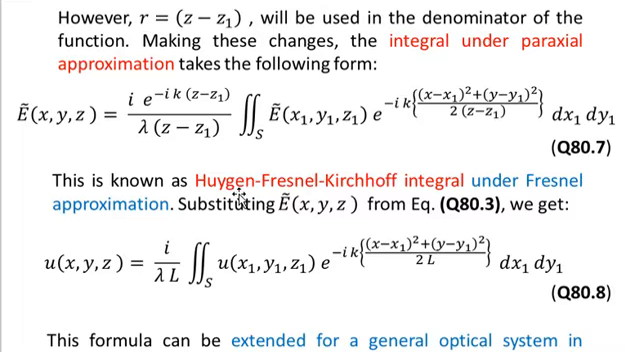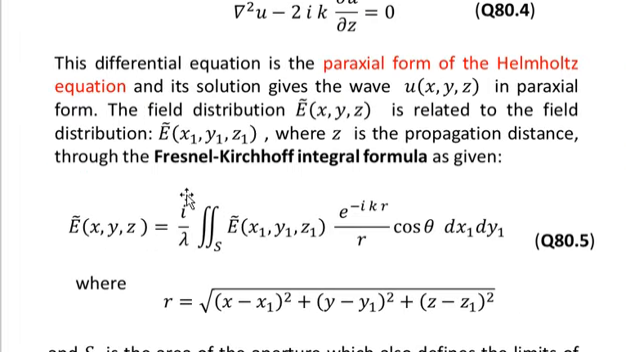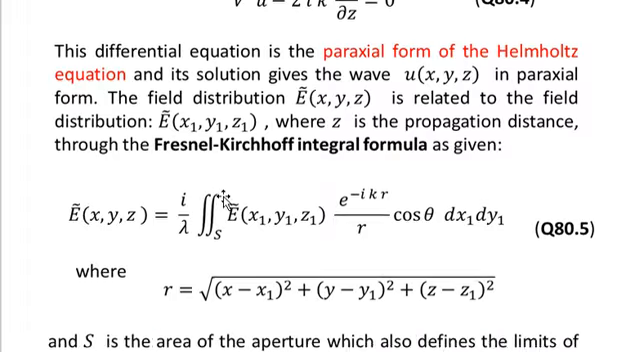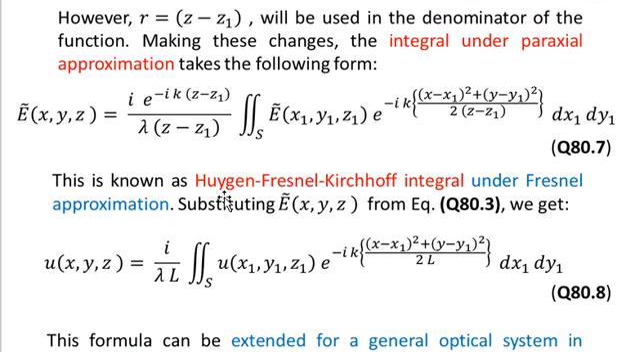This is known as the Huygen-Fresnel-Kirchhoff integral. You see that before that we have used the term Fresnel-Kirchhoff integral. That is over here, you will notice Fresnel-Kirchhoff integral for the equation number 5. Now we are adding another word, which is Huygen. So now we have the full name, that is the Huygen-Fresnel-Kirchhoff integral under Fresnel approximation.